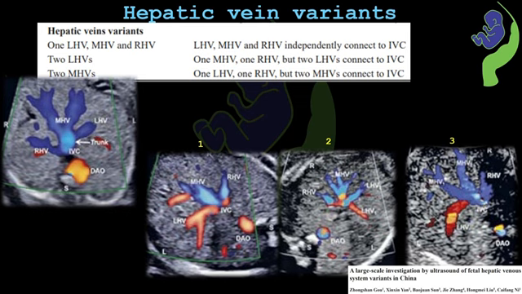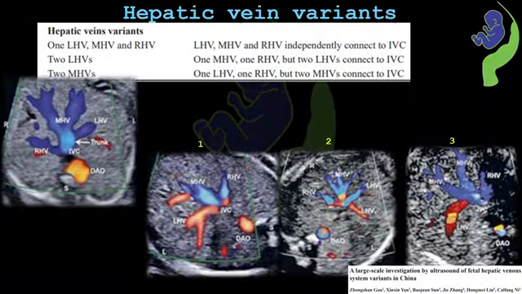In the picture labeled 2, we can see one right hepatic vein, one middle hepatic vein, whereas the left hepatic veins, you are seeing two left hepatic veins. So this is one of the anatomical variations. Now moving on to picture 3, which is also a numerical hepatic vein variant, where you can see one left hepatic vein and one right hepatic vein, whereas the middle hepatic veins, you have two hepatic veins.